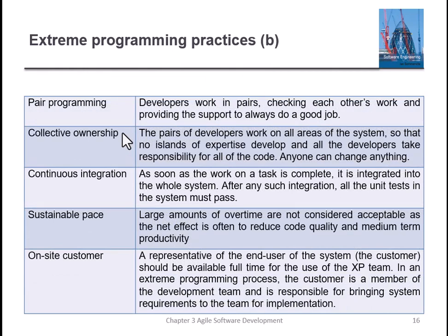Pair programming, that is another principle or practice of extreme programming. Developers work in pairs, checking each other's work and providing support to always do a good job. Collective ownership: the pairs of developers work on all areas of the system, so that no islands of expertise develop, and all the developers take responsibility for all of the code. Anyone can change anything anytime.